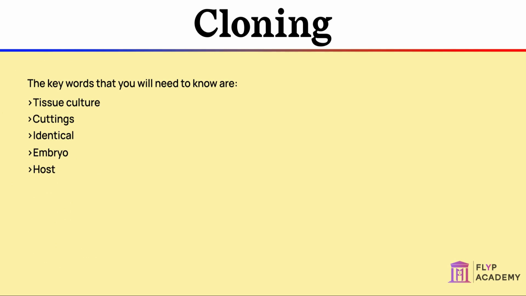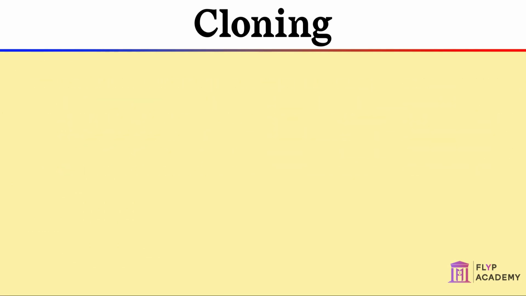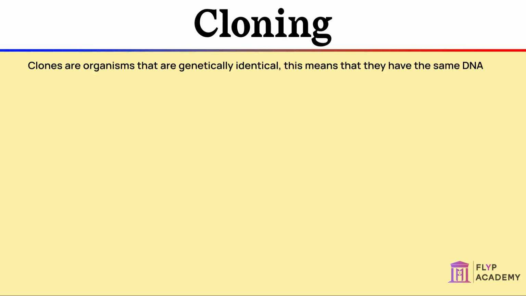Cloning is the process of producing genetically identical organisms from one organism. Both plants and animals can be cloned, but the processes are different. Clones are organisms that are genetically identical. This means they have the same DNA, so would have the same inherited characteristics.